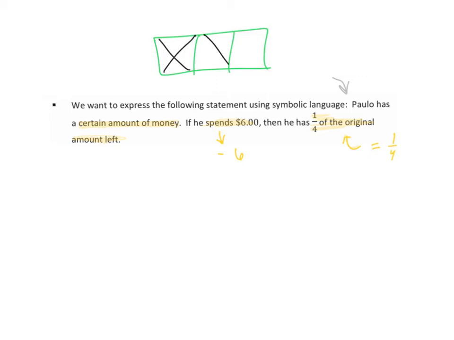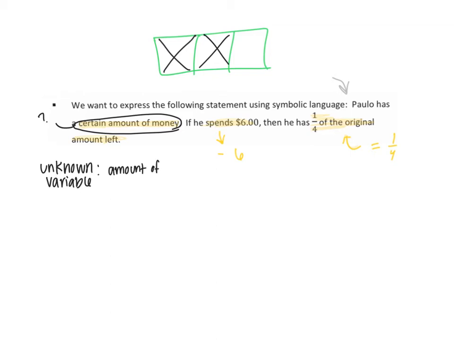And I have read for my second time. I've done some annotations. The third time I'm reading, I am looking for that unknown variable. I need to define it. Okay, it says Paulo has a certain amount of money. That is what I don't know, is how much money does he have to begin with. So this is my unknown, okay? So let's just call that M. So this is what is considered defining the variable. We say that the variable represents the amount of money. And we're going to call this variable M, okay?